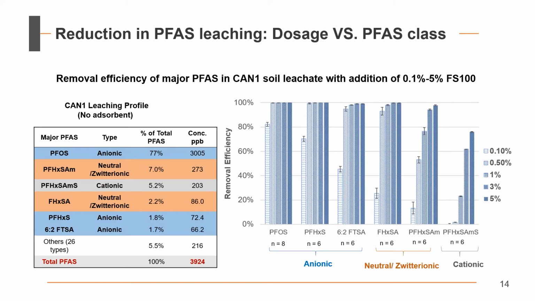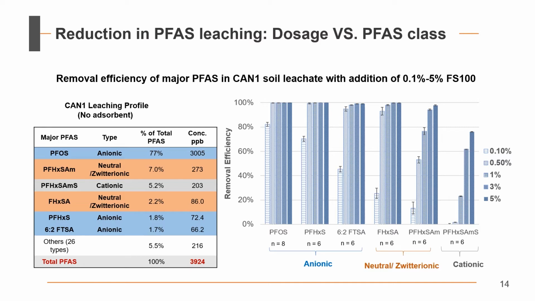Now let's look at a wider range of dosage. Still on the left, that's the control, very consistent with the previous slide. If you look at the blue one, the anionic ones, PFAS, those are the dominant ones, really come down to like 0.5% or 1%. In terms of removal efficiency, at least, the data didn't show you much difference.